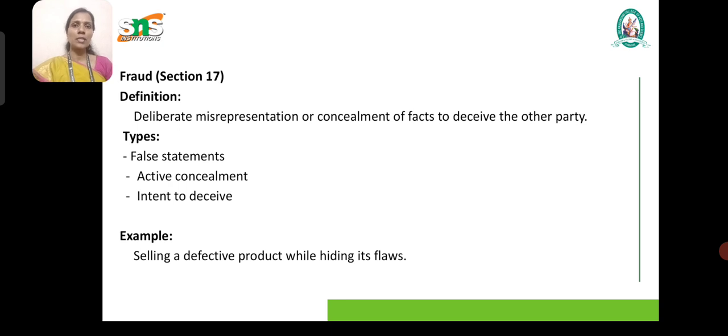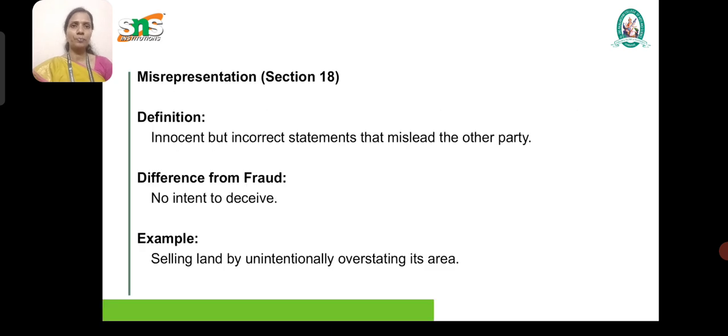Types: false statement, active concealment, intent to deceive. Example is selling a defective product while hiding its flaws. Next one is misrepresentation. The section is 18. Definition is innocent but incorrect statements that mislead other parties.